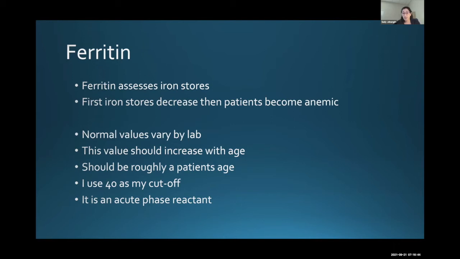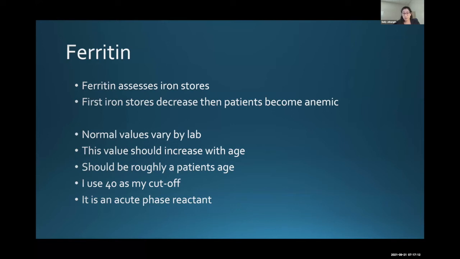Normal values do vary somewhat by lab, but our body has no natural way of getting rid of iron, so ferritin should increase over time and with age. I've had some hematologists who say it should be about roughly a patient's age. I use 40 as my cutoff, depending on who you talk to. Some people go a little lower at 30, some people go a little higher at 50, but 40 is kind of where I fall in the middle. And anybody who has a ferritin less than 40, I typically consider iron deficient.